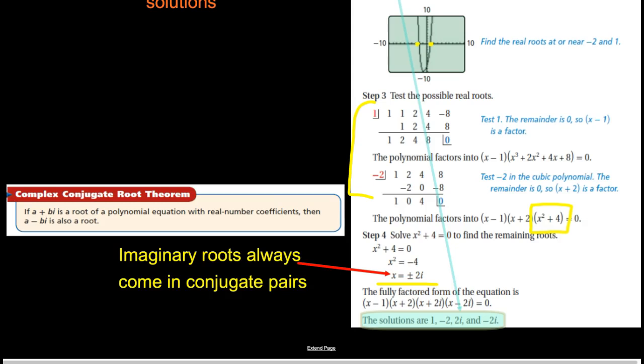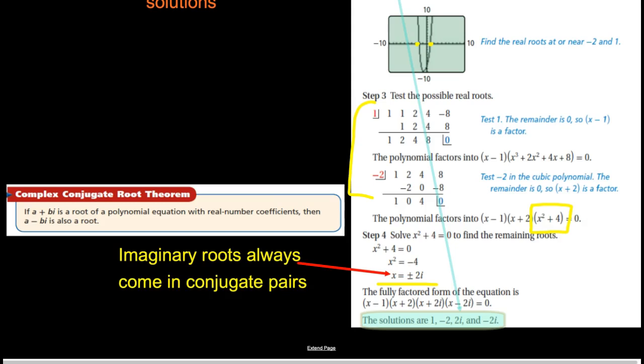And the complex conjugate root theorem basically states that if you have an imaginary complex root, then they will come in conjugate pairs, right? They always come in pairs because you take plus or minus.